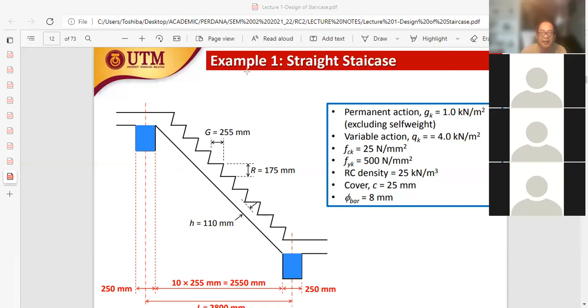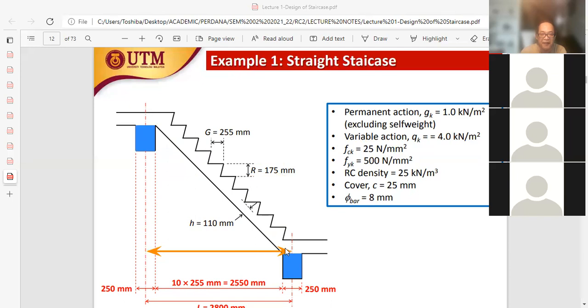here I would clearly see that this would be our span of the staircase for this particular problem. Okay. So if this is the span, which is from center to center, okay, from center to center, this defines the span for the staircase. Okay, defines the span for the staircase.